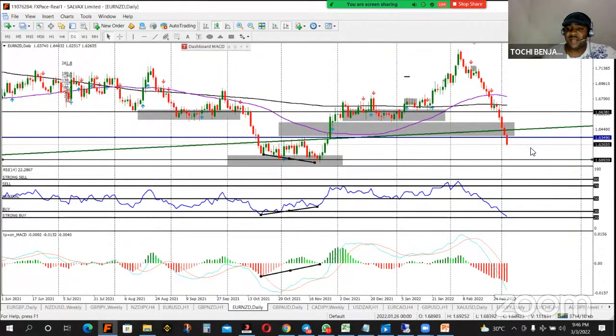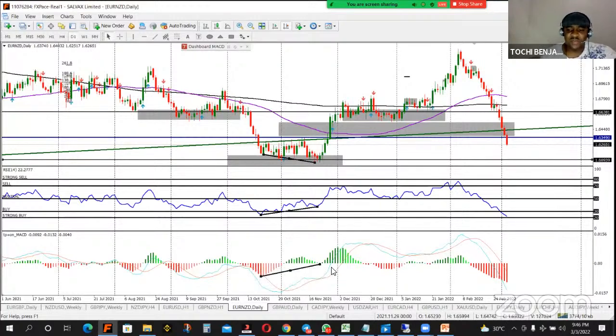But for now, the sell is still active. The sell for Euro NZD is still active. See, we're doing analysis by extension. So now we use even the MACD. We're not talking about divergence yet. So that's how to trade using the MACD.